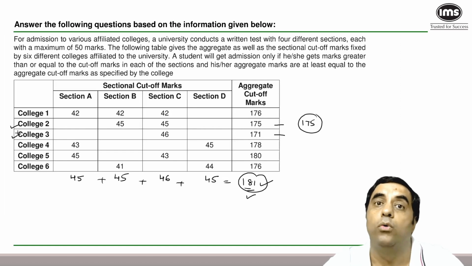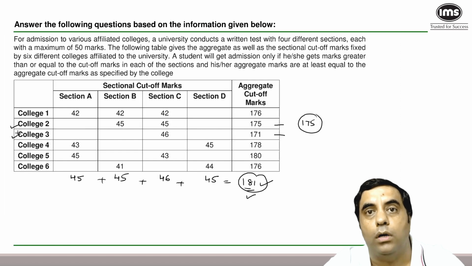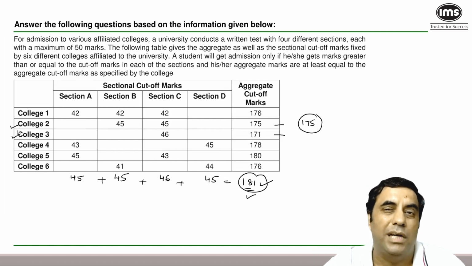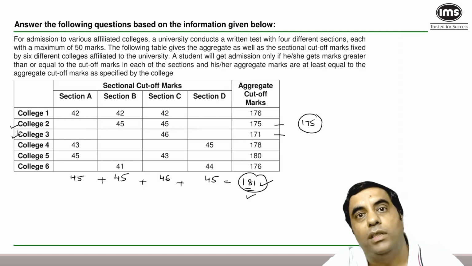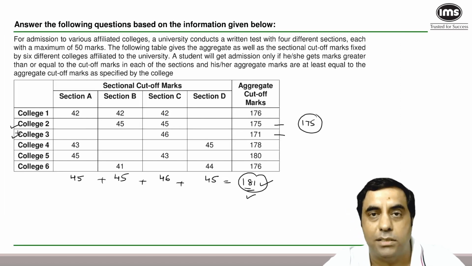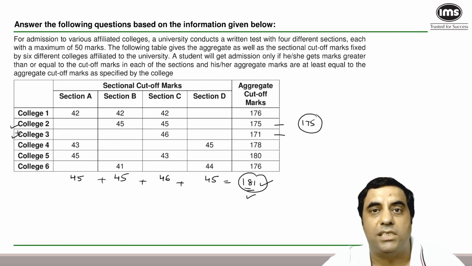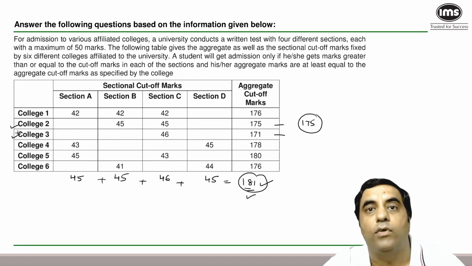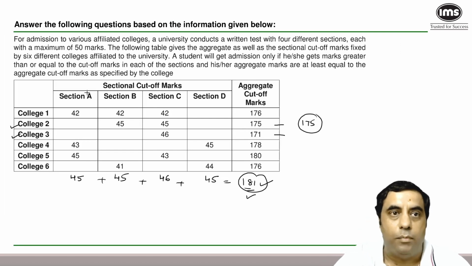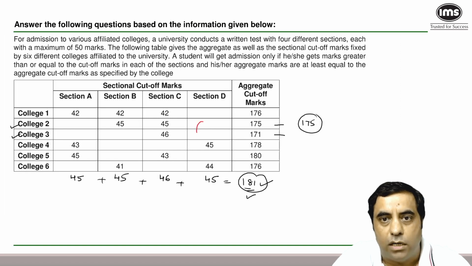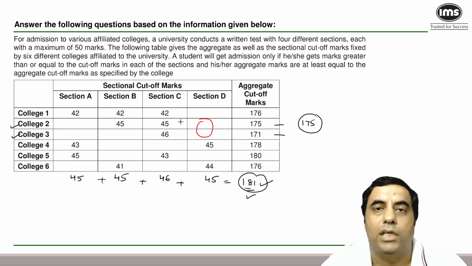Now the question says we need to minimize the score in a particular section. So if the score in a particular section has to be minimized, that means the score in the other 3 sections has to be maximized, keeping in mind that the sectional cutoff will be cleared. Now if I look at college 2 and 3, there's no sectional cutoff for section A. Similarly, there's no sectional cutoff for section D. That means, because there's no sectional cutoff for D, in other words I just give the minimum score for this.